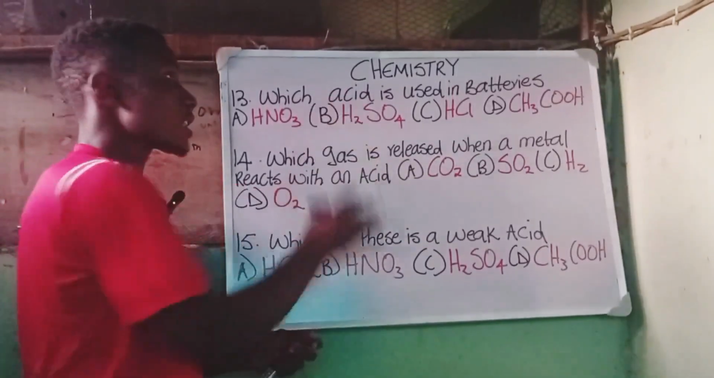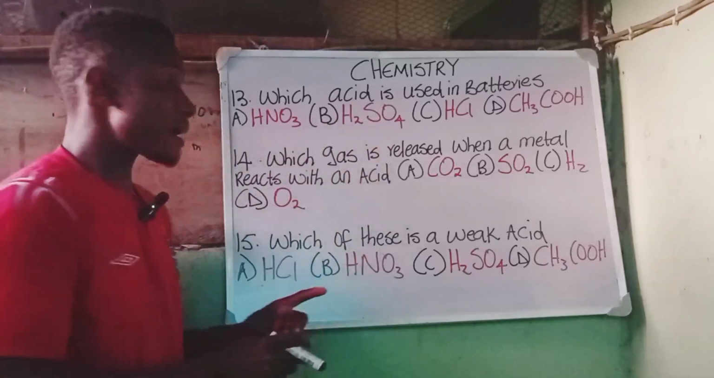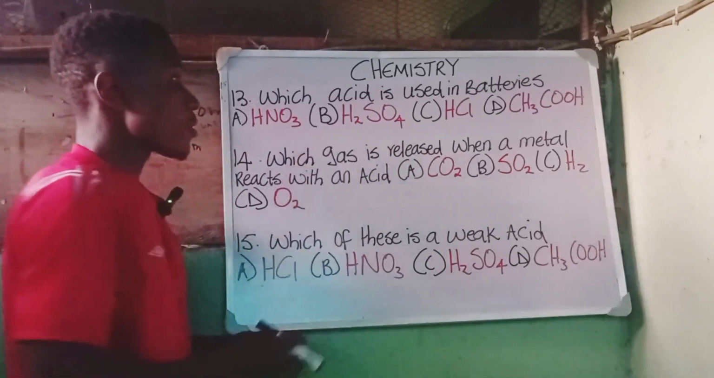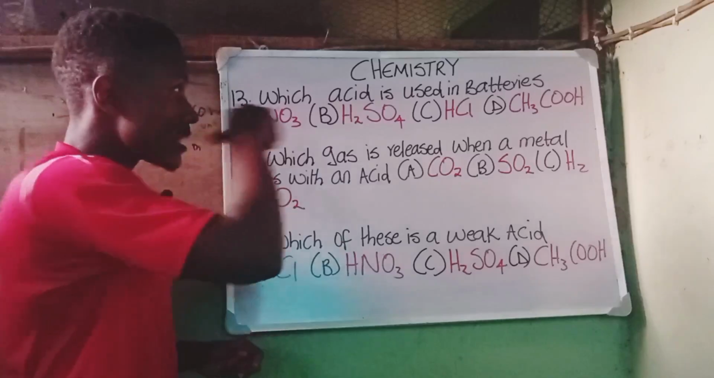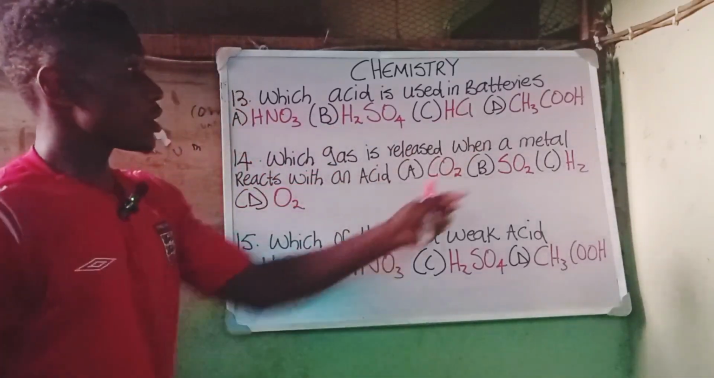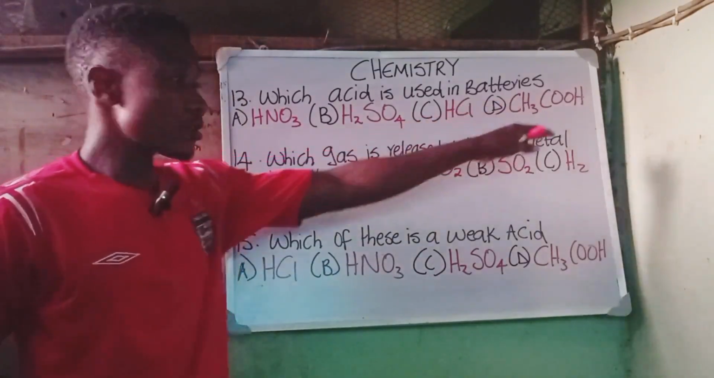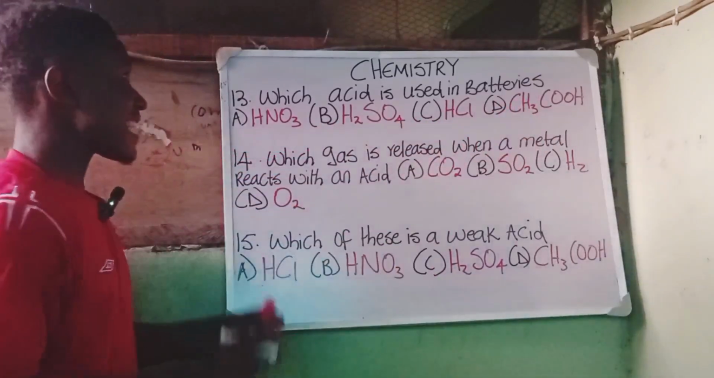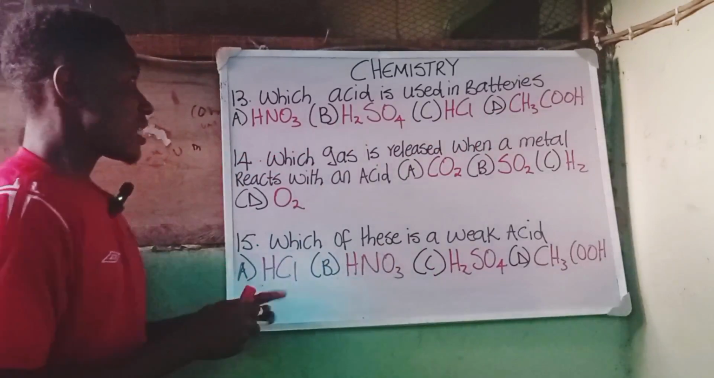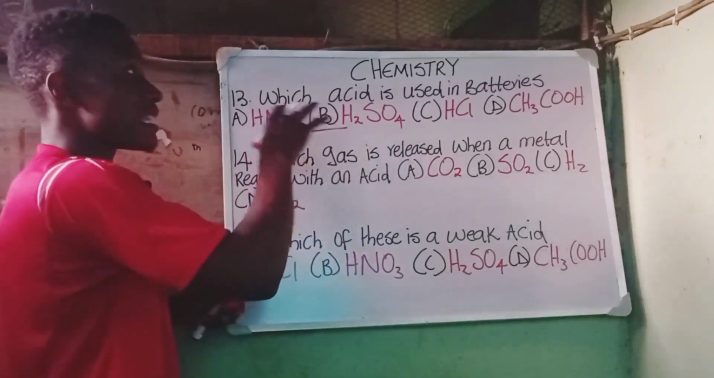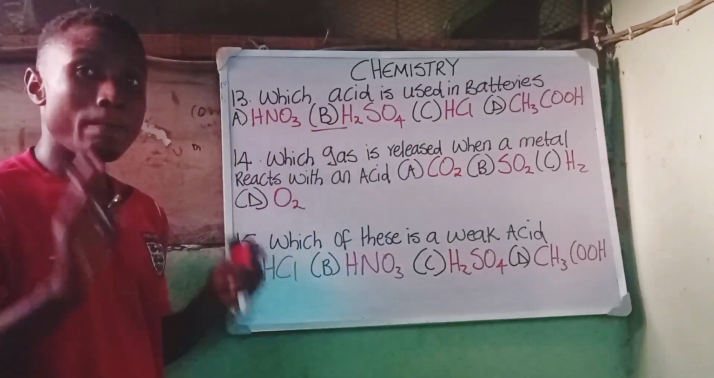It says, which acid is used in batteries? A, we have nitric acid. B, we have sulfate. C, we have hydrochloric acid. And D, we have ethanoic acid. So here is your hydrogen sulfate, hydrochloric acid, and ethanoic acid. The acid that is used in batteries is hydrogen sulfate. That is the type of acid that is used in batteries.